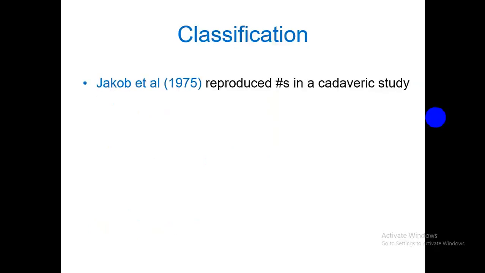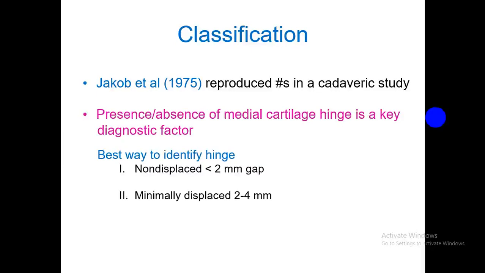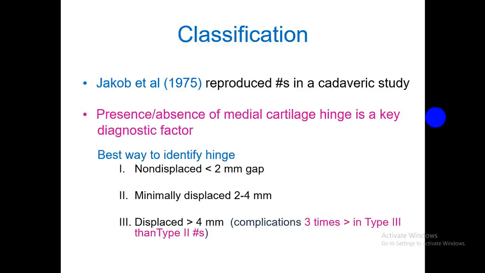Jakob, in 1975, reproduced fractures in a cadaveric study, and he looked at the presence or absence of a medial cartilage hinge, which he thought was a key diagnostic factor. The best way to identify the hinge is with a non-displaced fracture, less than 2 millimeters. He called this non-displaced. Minimally displaced is 2 to 4 millimeters, and displaced fractures are more than 4 millimeters, with complications 3 times more in type 3 than type 2. And this was found by Weiss et al. in 2009.